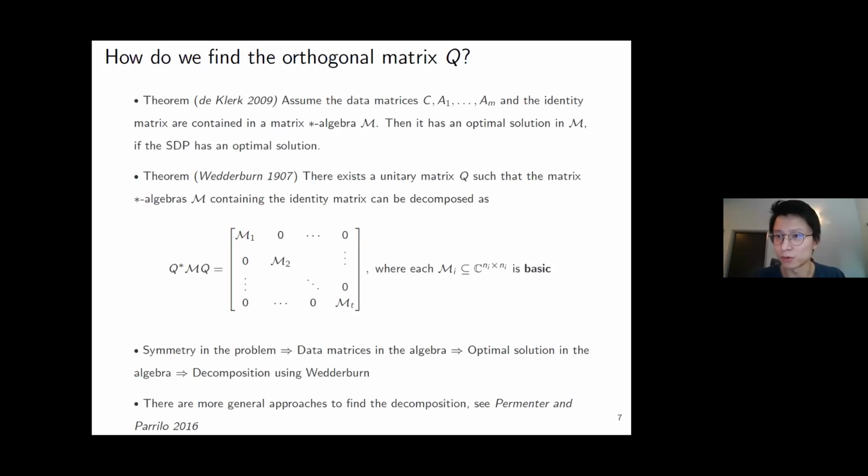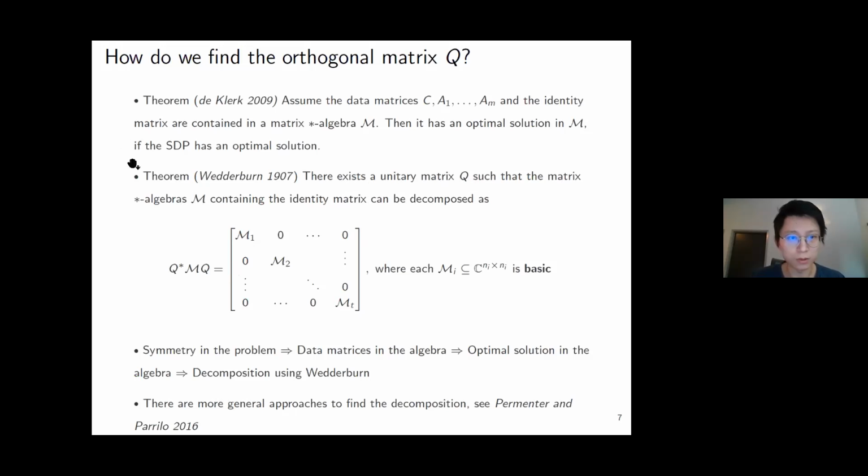So that makes my feasible region smaller. And not only that, because I know that my feasible region is now contained in a matrix star algebra, the second theorem from Wedderburn shows that there always exists a unitary matrix Q, so that any matrix in the matrix star algebra M containing the identity matrix can be decomposed into a block diagonal matrix in this form.